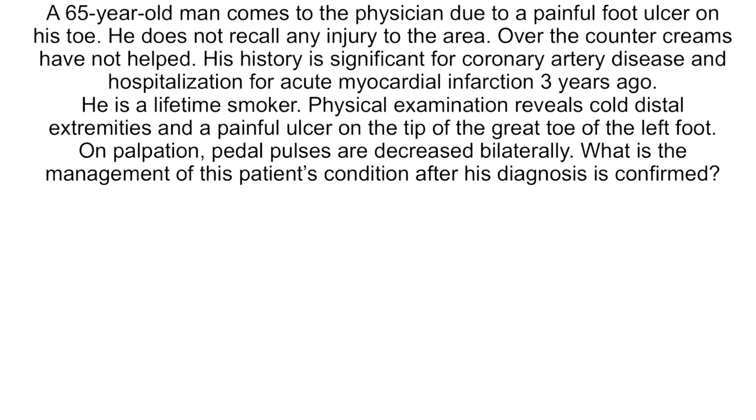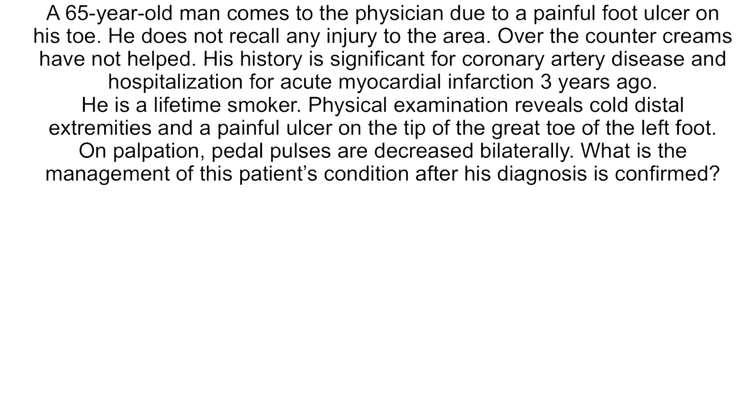Over-the-counter creams have not helped. His history is significant for coronary artery disease and hospitalization for acute myocardial infarction 3 years ago. He's a lifetime smoker. Physical examination reveals cold distal extremities and a painful ulcer on the tip of the great toe of the left foot. On palpation, pedal pulses are decreased bilaterally. What is the management of this patient's condition after his diagnosis is confirmed?